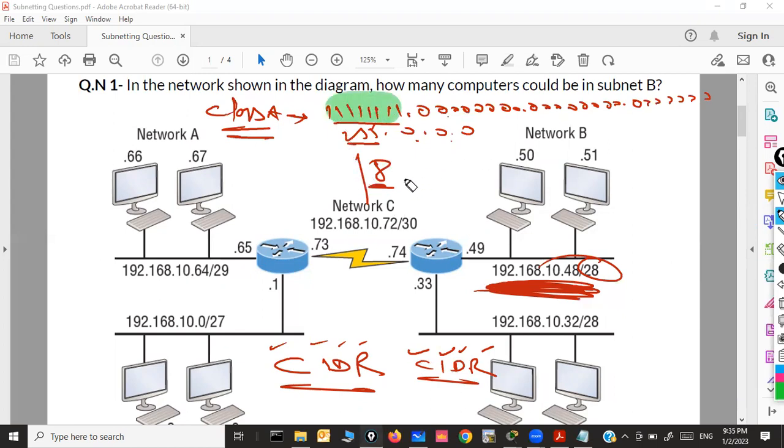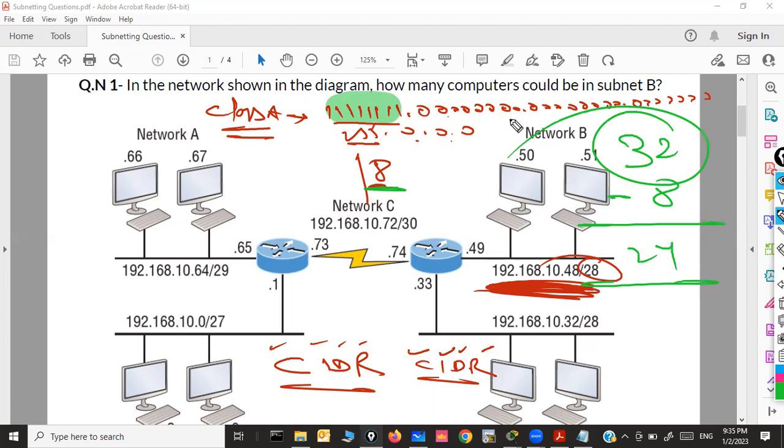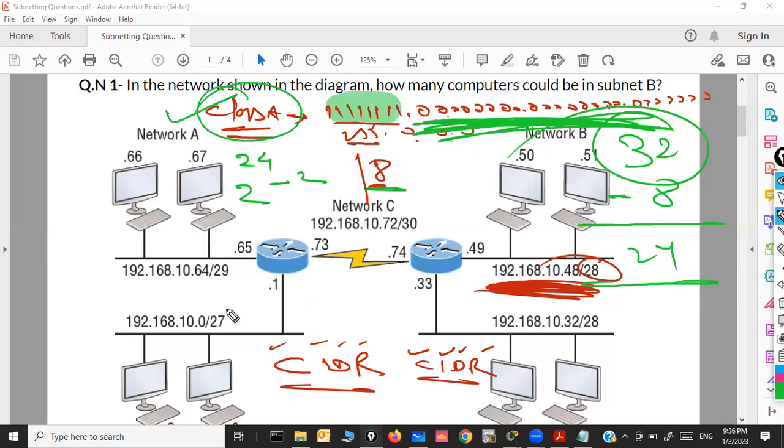So how many bits are in the host portion? I can straight away compute the host bits. How? Because the total number of bits is 32. If 8 bits are network, subtract 8 and we get 24 bits. Even if you count the number of zeros, there are 24 zeros. So in class A, 24 zeros means 24 host bits. And how many hosts do we find in class A? 2 raised to the power 24 minus 2.